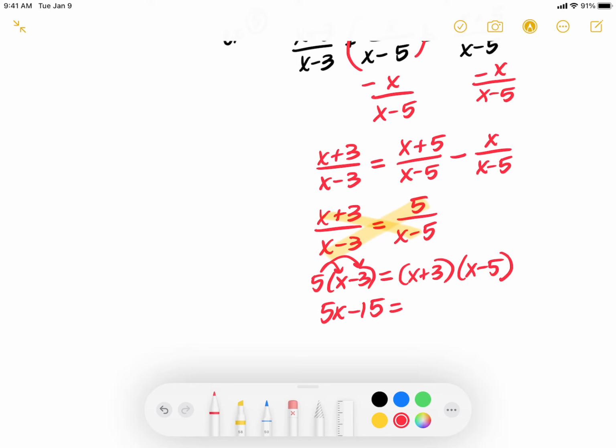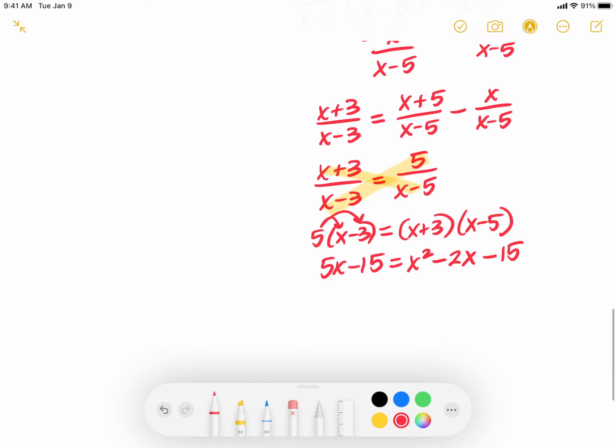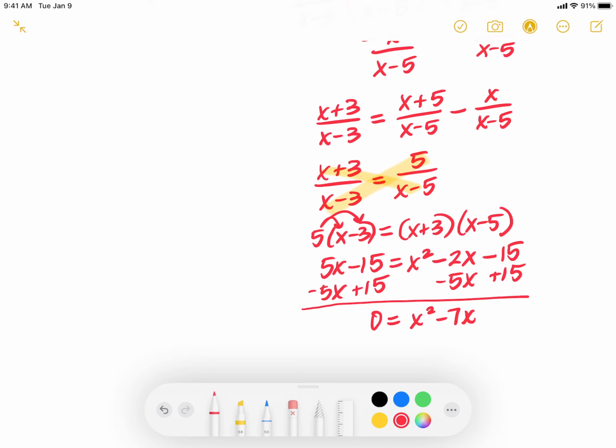And again, this side you're going to want to FOIL it, distribute it, use the box method. Any method you prefer. And again, let's combine all of our like terms. So I like moving everything to one side of the equation. Subtract 5x, subtract 5x, add 15, add 15. And we have x squared minus 7x.